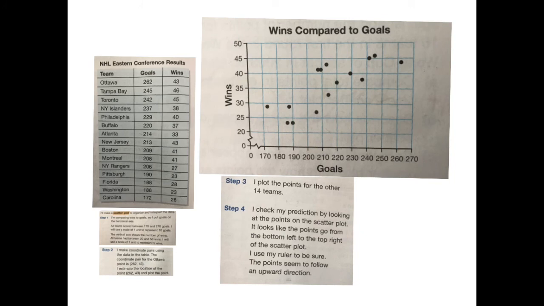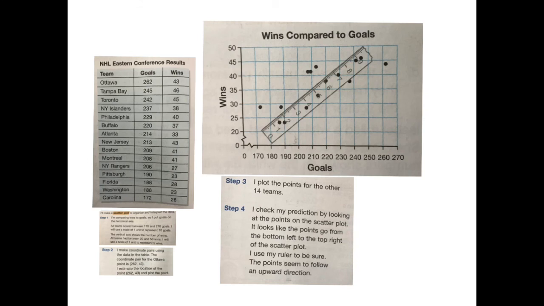Once I have completed step 3 and I have plotted the points for the other 14 teams, then I move on to step 4. Step 4 is to check my prediction by looking at the points on the scatter plot. And it looks to me as though the points go from the bottom left to the top right of my scatter plot, but I'm going to use my ruler to be sure. And yes, I use my ruler and the points seem to follow an upward direction.